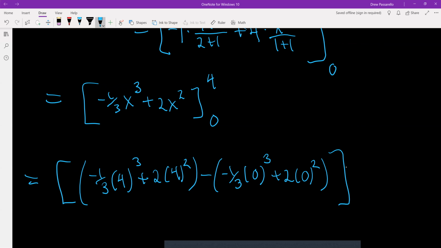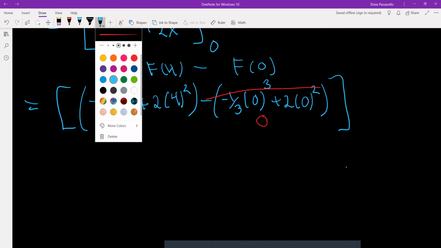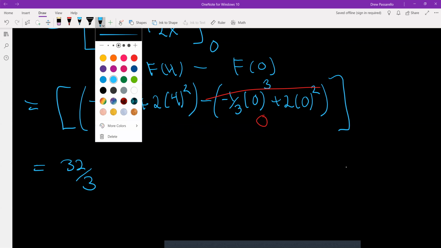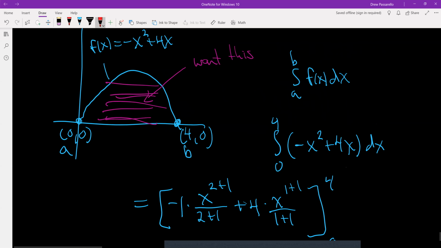All right, so that's our fundamental theorem: f of 4 minus f of 0. That all goes away because that's 0. And when you calculate negative 1/3 times 4 cubed plus 2 times 4 squared, it's going to give you 32/3. All right, and that's the answer for this one. That's the area for that region, 32/3.